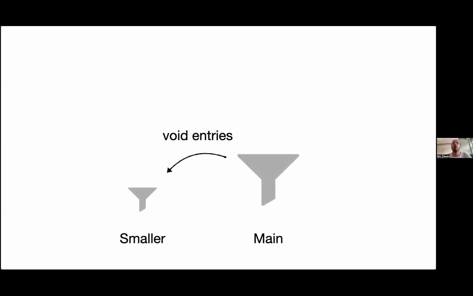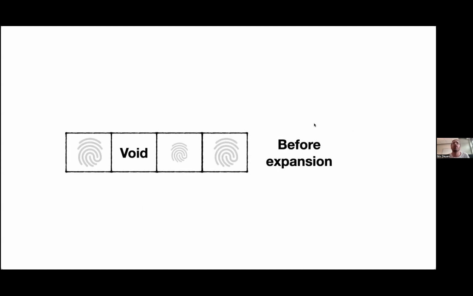Okay, so with Aleph filter, the core new innovation is we're still going to be taking these void entries and storing the full hashes along a series of smaller filters. But in addition to that, here's a new design decision. We're also going to duplicate these void entries within the main filter. So I'll show you what I mean by this.